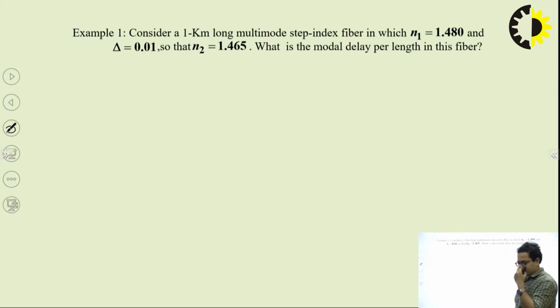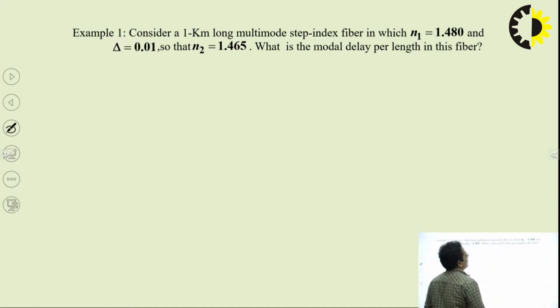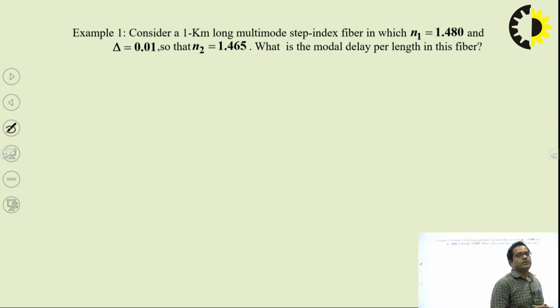Let's try to visualize the concept of polarization mode delay with the help of an example. In this example, we are considering an optical fiber of 1 kilometer length. We have considered a multimode step index fiber, having refractive indices N1 and N2, and the relative refractive index difference delta is given as 0.01. Now the question is, what will be the modal delay per length in the fiber?